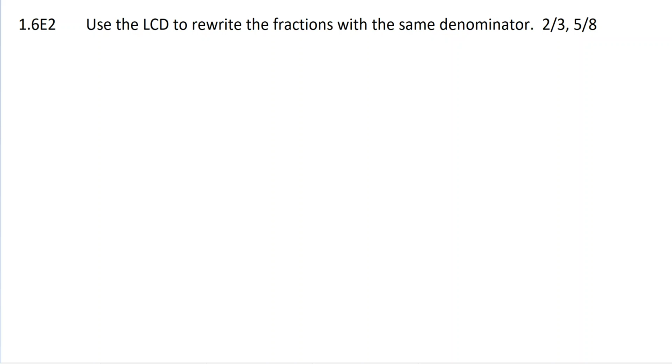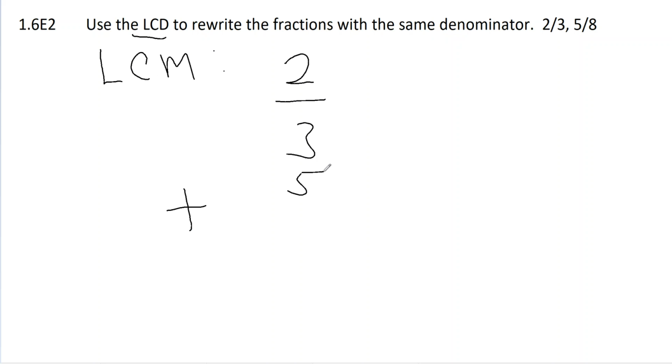Use the LCD, or least common denominator, to write the fractions with the same denominators. So least common denominator should remind us of least common multiple, and I'm going to write this as if we're going to add these two fractions up, because that's kind of the application for least common denominator. When we add fractions, we can't add fractions that don't have a common denominator. So we need to find the least common multiple of 3 and 8 in order to find a common denominator.